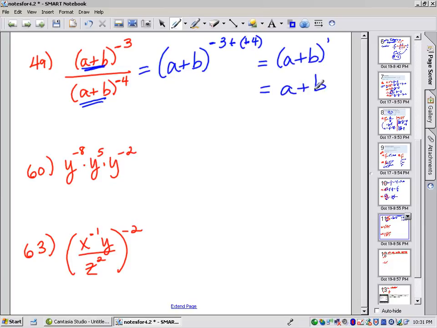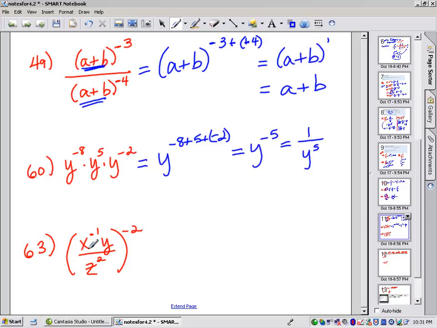Okay. Number 60. y to the negative 8 times y to the 5th times y to the negative 2. Now that we know how negative exponents are defined, any of those rules from section 4.1 apply. This is multiplying like bases, so the rule is we can add the exponents. So we add negative 8 plus 5 plus negative 2. Negative 8 plus 5 is negative 3, plus negative 2 is negative 5. So this is y to the negative 5. But we'll never leave a negative exponent. We would write that as 1 over y to the 5th.